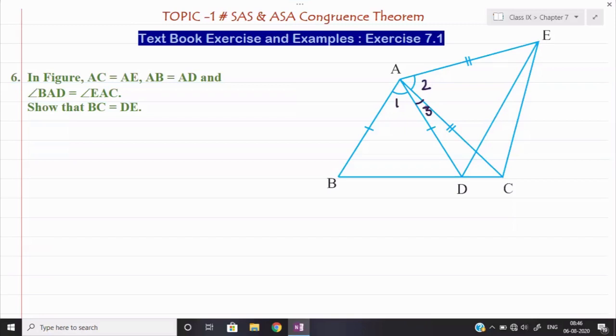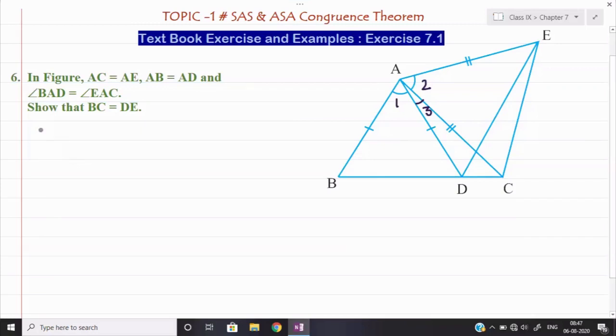In all the previous questions, you see, they said to us, yes, prove these two triangles are congruent. Since we are going further in the topic, the question will become a little lengthy or complicated. Okay, so let us see.